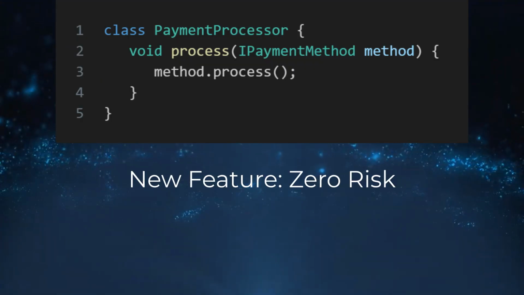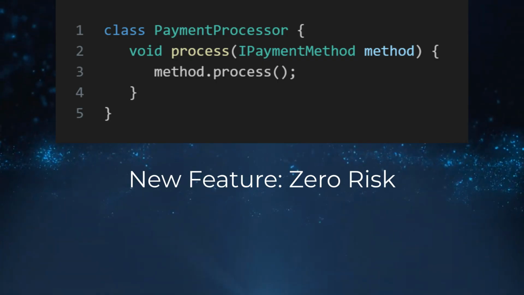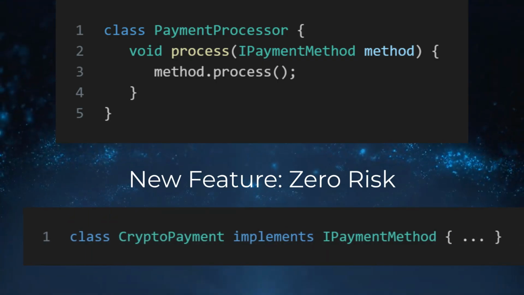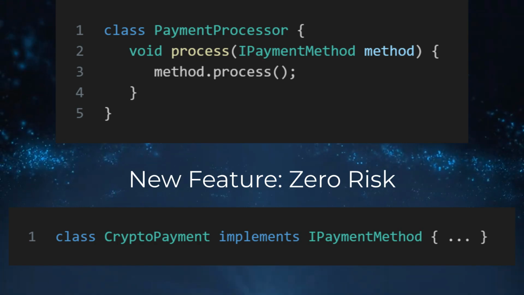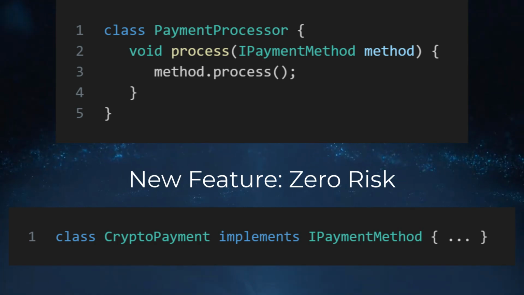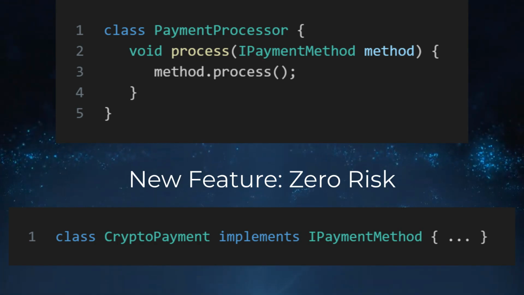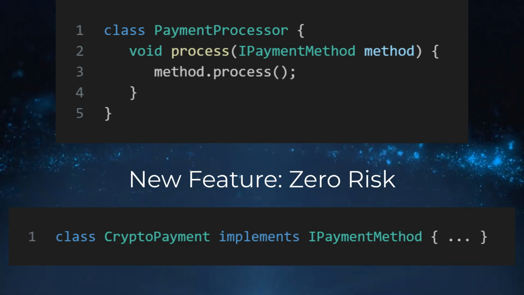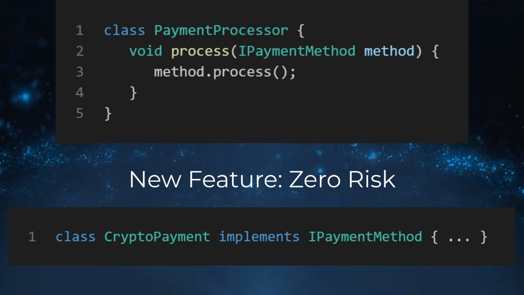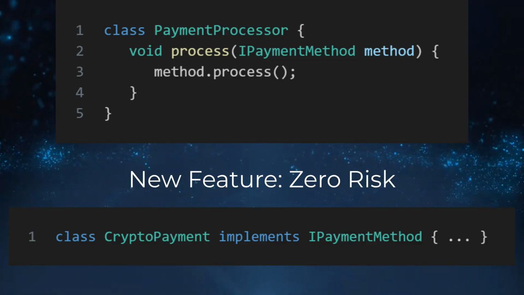So, the boss wants crypto payments next week? No problem. You create a new class, CryptoPayment, implement the interface, and you are done. You have extended the behavior of the application without modifying the existing processor. The existing code remains safe, tested, and untouched.